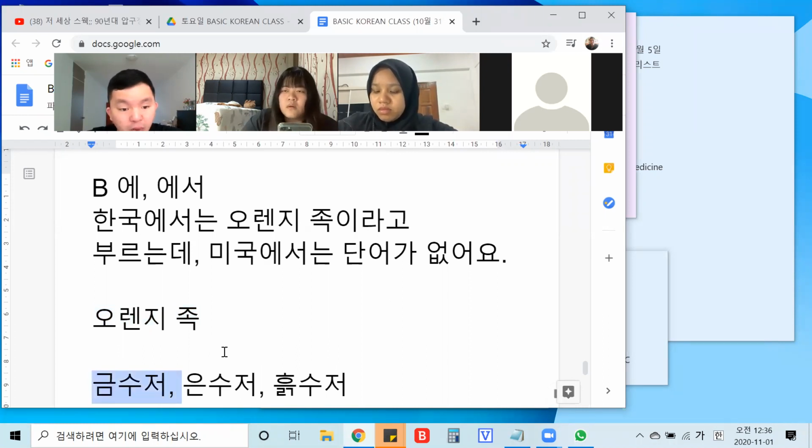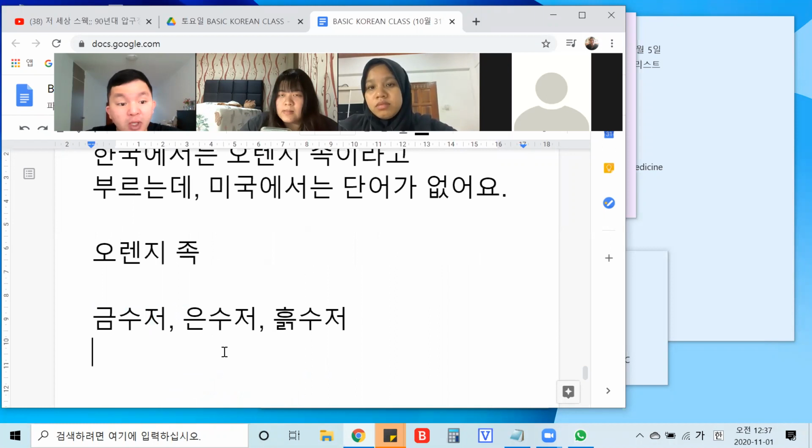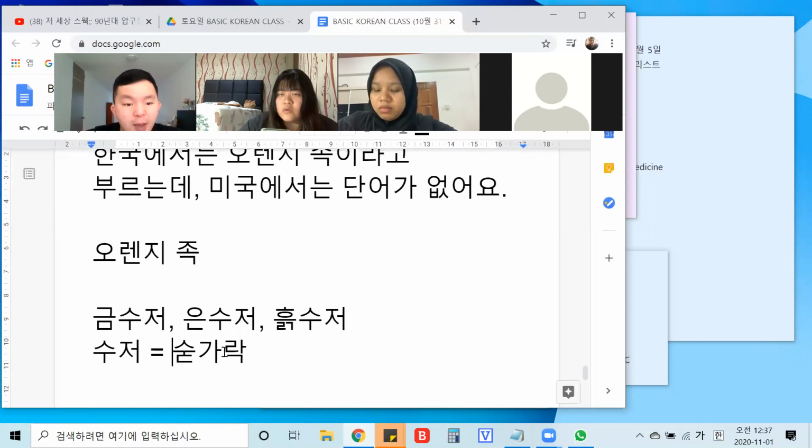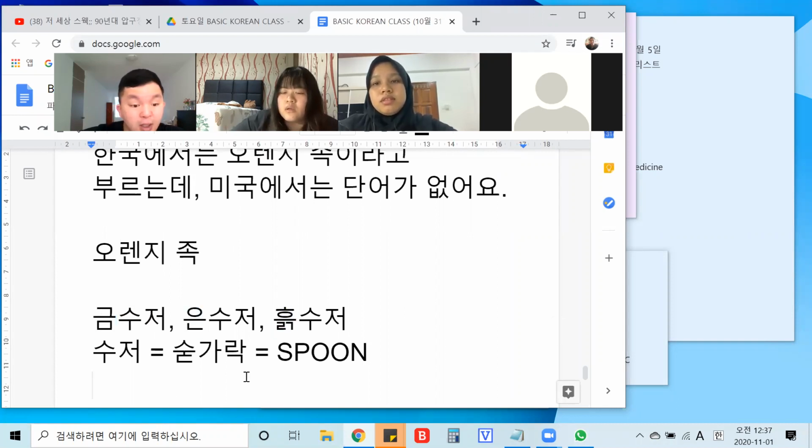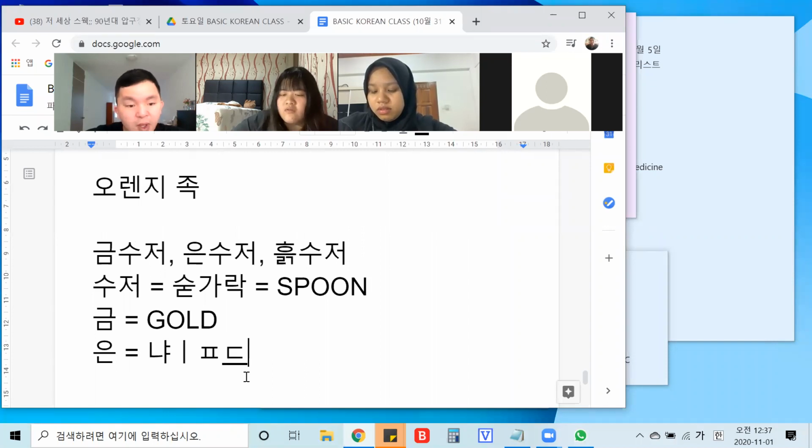I'm pretty sure you might have seen this word in a drama or TV show, because even TV shows use this word a lot, as well as internet communities and other places. Let me explain what that is. 수저 means 숟가락. Everyone unmute to say 숟가락. 숟가락. Perfect. The meaning is a spoon. And each spoon has a syllable: 금, 은, and 흑. 금 means gold, and 은 means silver. And 흑 means dirt.